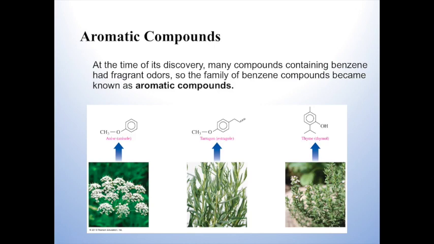Most aromatic compounds are based on benzene in some way. Many of them have very fragrant odors, and therefore the name comes from that. Examples of this are anise or anisole, which is a benzene ring attached to an oxygen and a methyl group. Another one is tarragon or estragol, which is the same thing except with another carbon substituent on the other side. And then thymol, the scent of thyme, is a benzene ring with these 3 substituents.